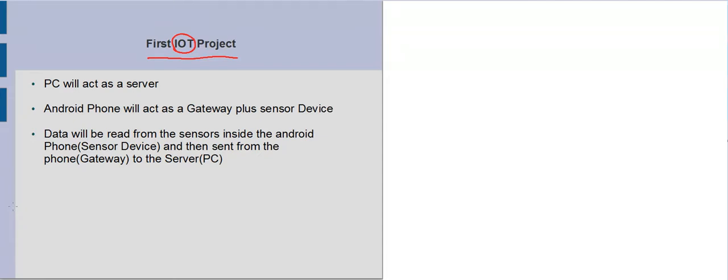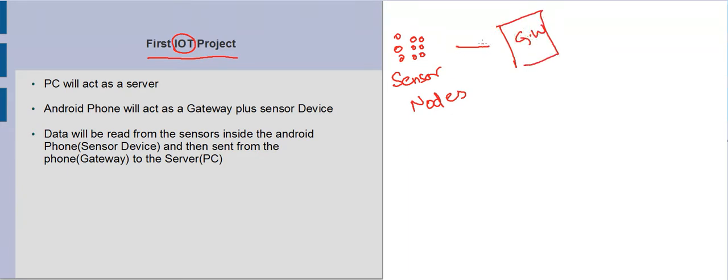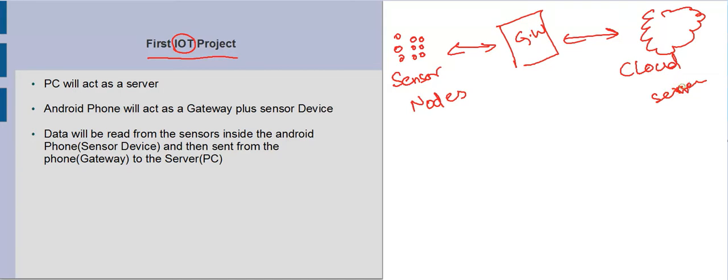IoT ecosystems. So first of all, what we need in any IoT system: we need these sensor devices or sensor nodes, and then we need a gateway. As we said, we have already discussed these things, there is communication between the two, and then we have a cloud or server.